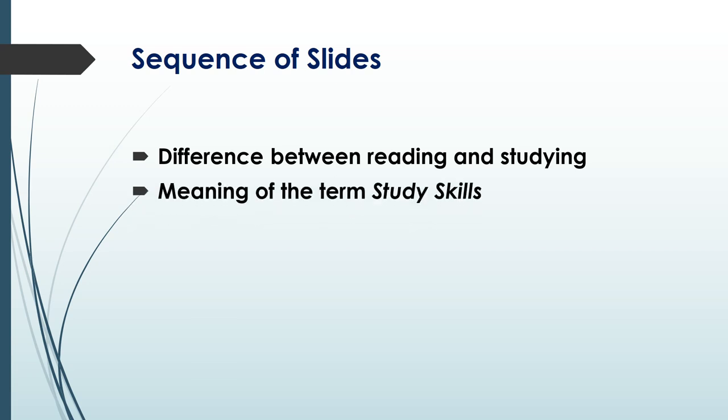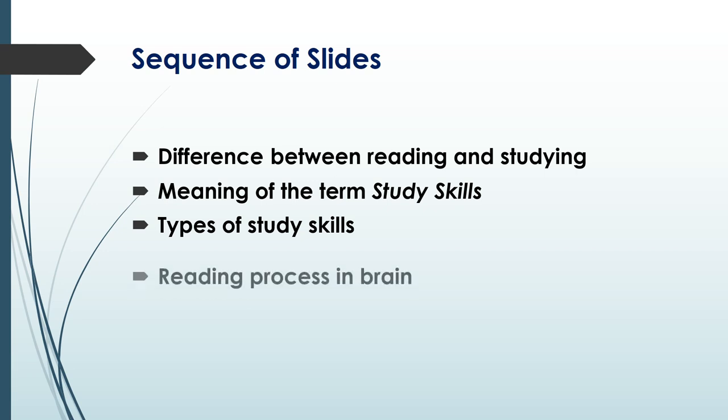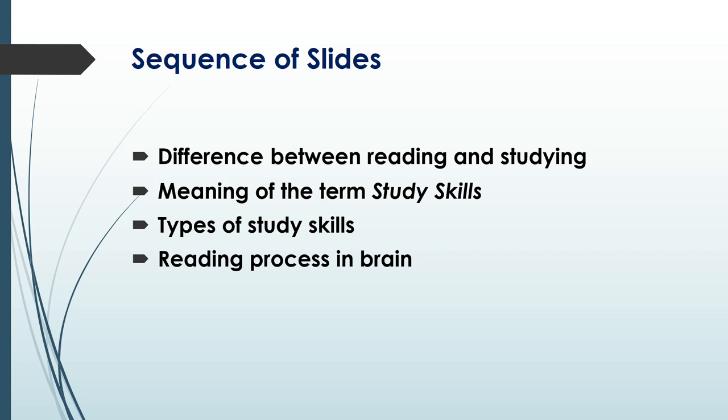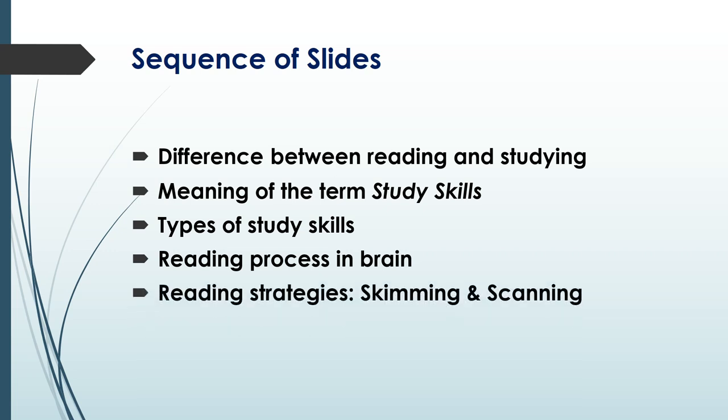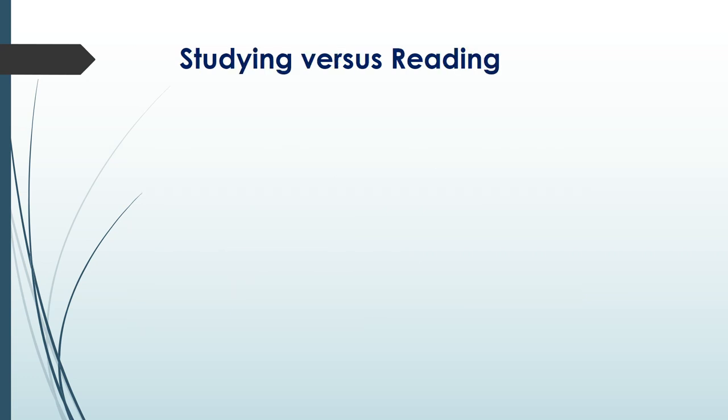Then we are going to get to the meaning of the term study skills. The next slides are going to tell you about the types of study skills. We will have a brief look at the reading process that goes on in the brain. Then we get to our actual topic, that is going to be reading strategies, skimming and scanning, these two terms. And finally, the conclusion of this part, right?